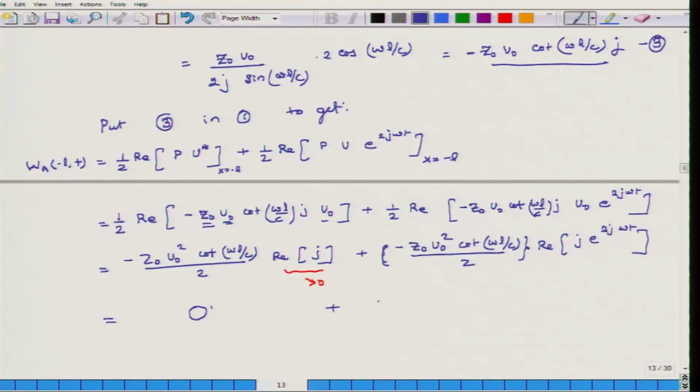plus, and what is the real of j times e to the power of 2 j omega t? E to the power of 2 j omega t is cosine twice of omega t plus j times sine of 2 omega t. So, I multiply that by j, I get minus sine of 2 omega t, that minus and this minus they interact and then they get eliminated. So, I get Z naught u naught cotangent omega L over C divided by 2 sine 2 omega t.